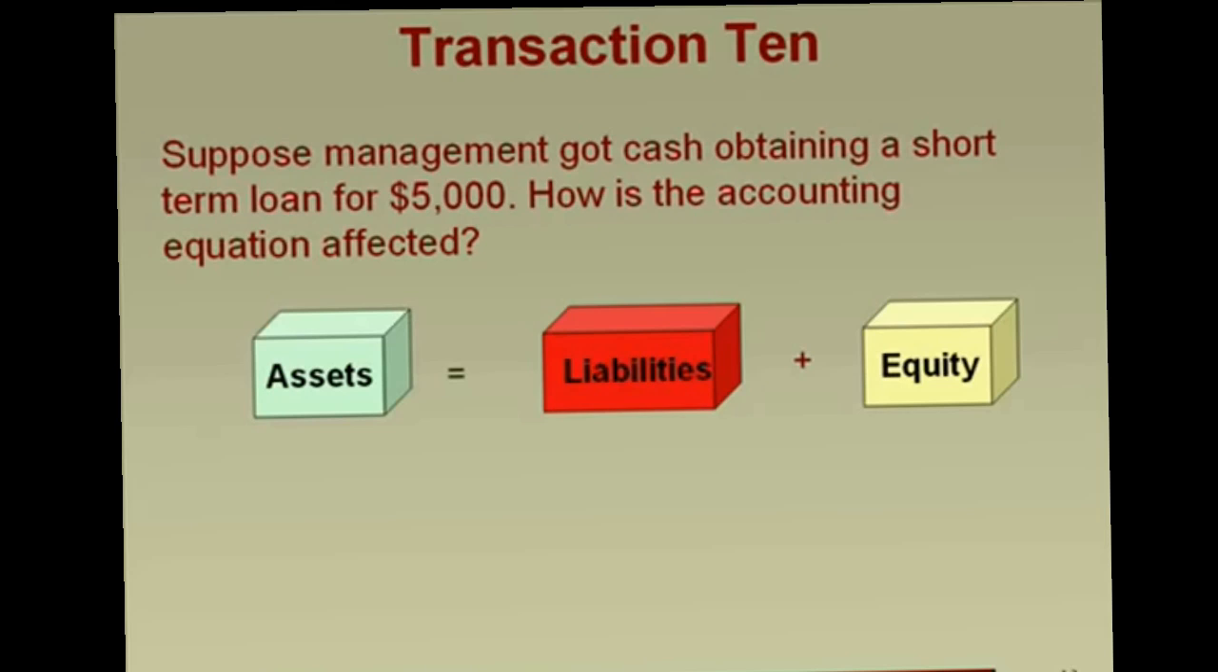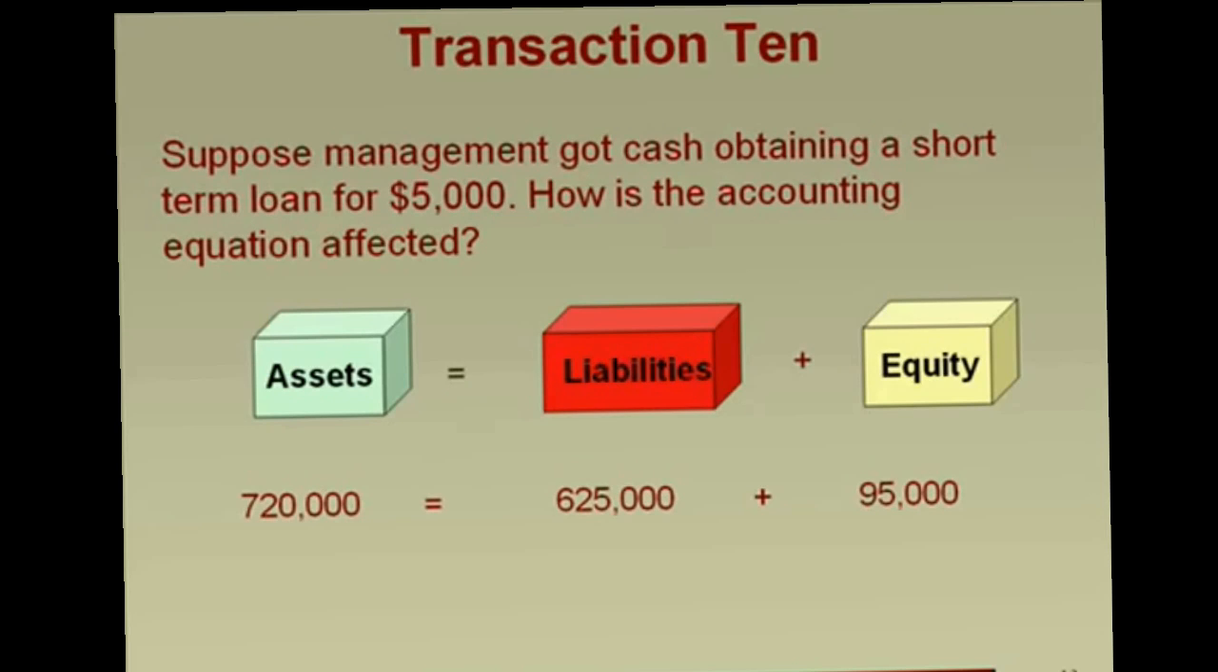Suppose management got cash obtaining a short-term loan for $5,000. How is the accounting equation impacted? Let me put the balance as it stands now. Stop this recording and try this transaction. When you are done, restart. Are you done?